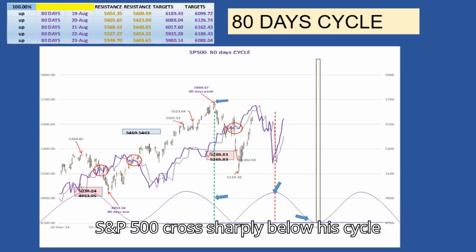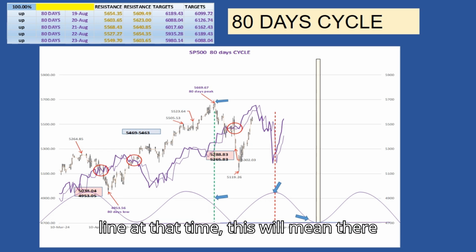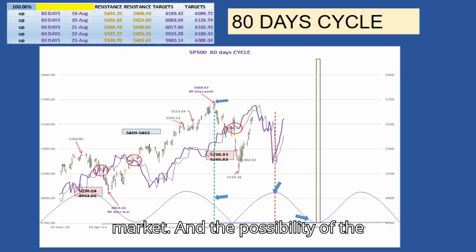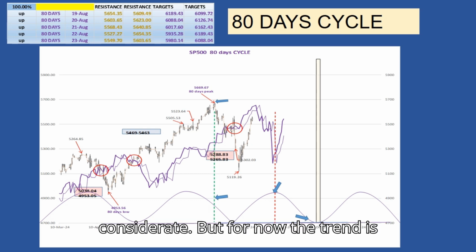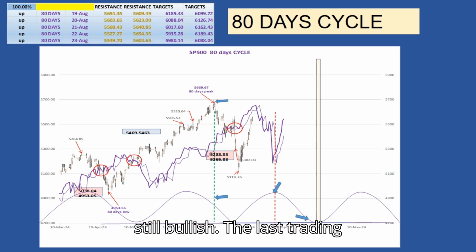If the SP 500 crosses sharply below its cycle line at that time, this will mean there is some bearishness coming into the market, and the possibility that the 40-week cycle is not over yet could be considered. But for now the trend is still bullish.